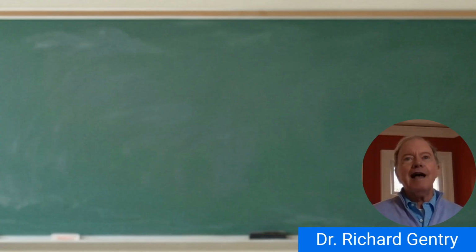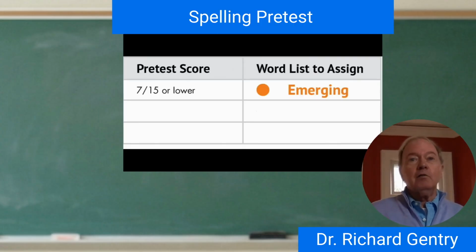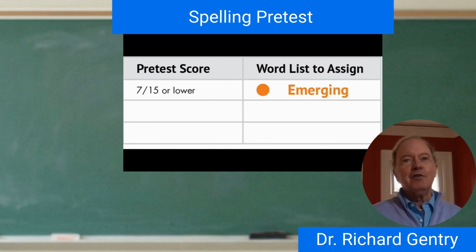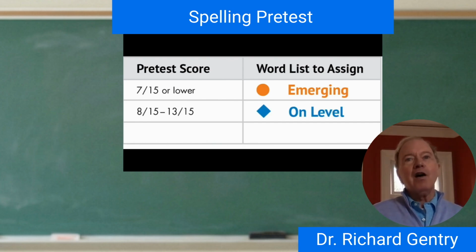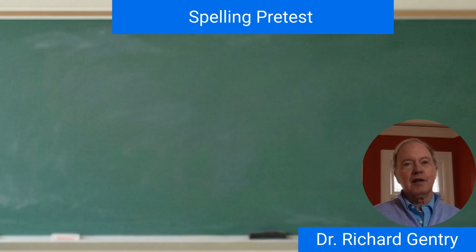Today, let's focus on how to do a spelling pretest for the week. The spelling pretest results will allow the teacher to assess the student's level as either emerging, on level, or challenge. The teacher will then assign an appropriate word list matching each student's level.